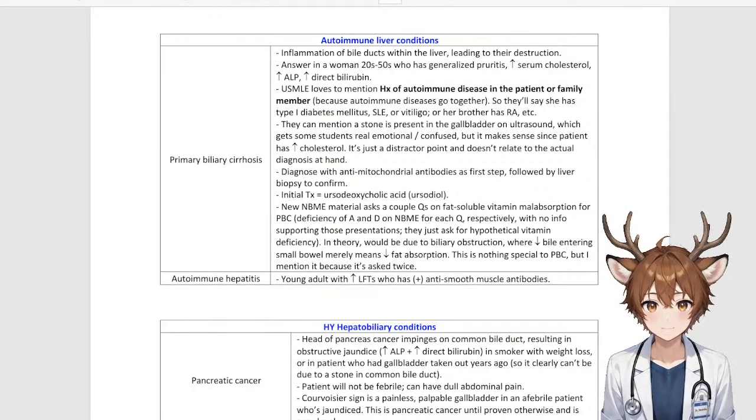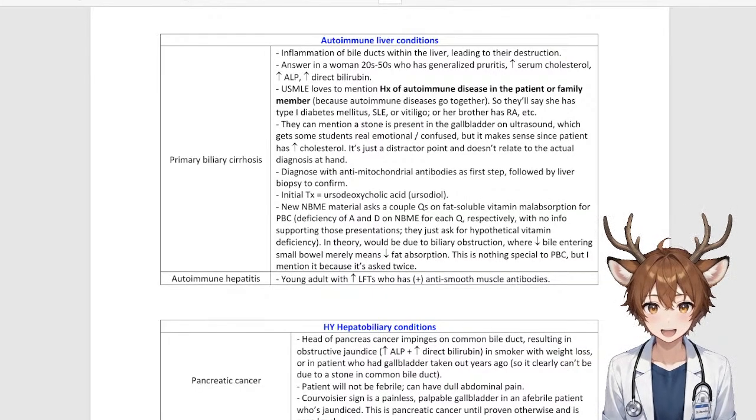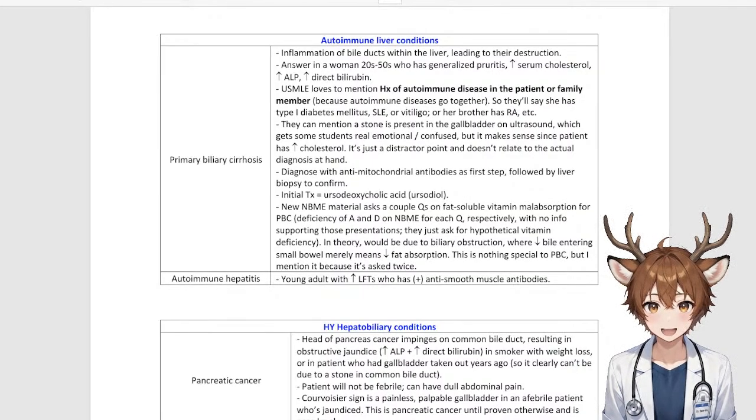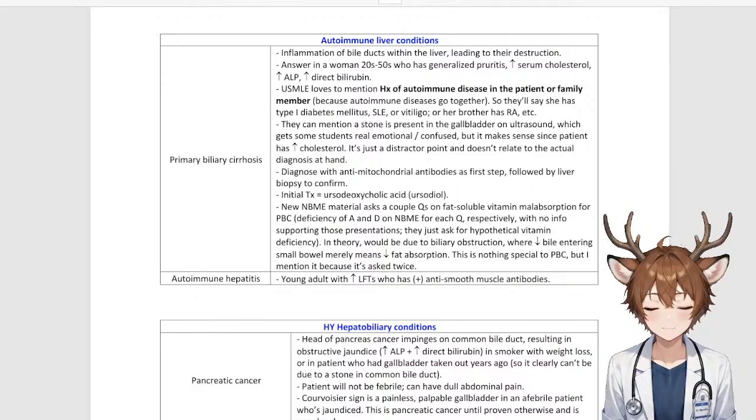In theory, there would be a primary biliary obstruction where the decrease in bile entering the small bowel merely means a decrease in fat metabolism. This is nothing special to PBC, but I mention it because it's asked twice. Again, PBC referring to primary biliary cirrhosis.